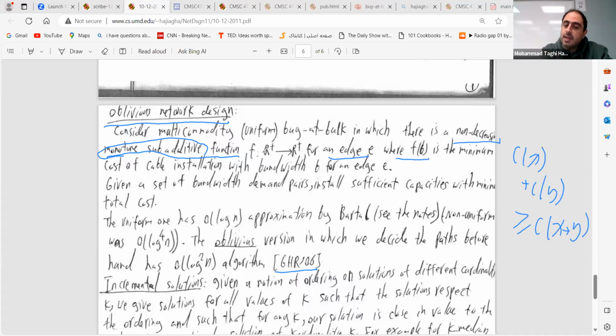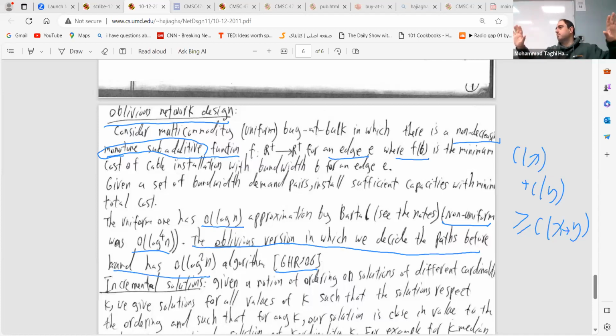It would be uniform if this f of e is the same for all edges, and non-uniform otherwise. As we mentioned, there is a log n algorithm for the non-uniform case by Bartal, and log n to the 4 essentially for the general non-uniform case that we discussed previous time. There was also some improvement if the demands are polynomial instead of exponential. But the interesting thing is the oblivious version, where you decide in advance.